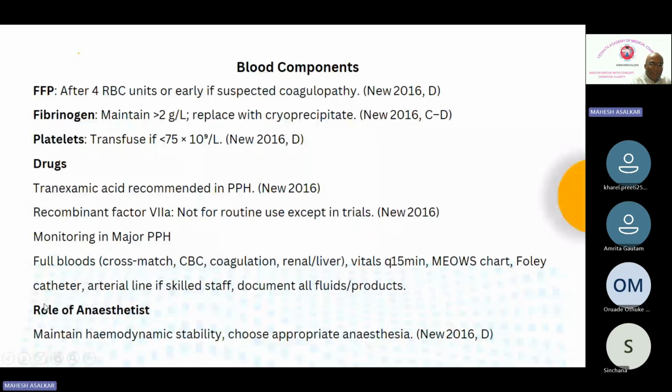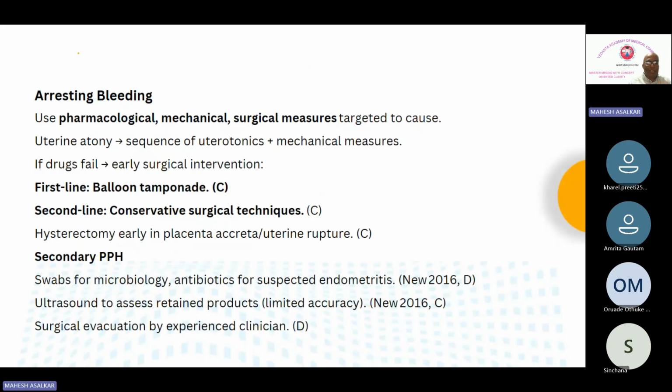And then what is the role of the anesthetist? Maintain hemodynamic stability, choose the appropriate anesthesia. So that is the role of the anesthetist. Generally in Part 3 in a labor ward scenario, they give that you are the team leader, you have an anesthetist with you, so you need to delegate the work appropriately.